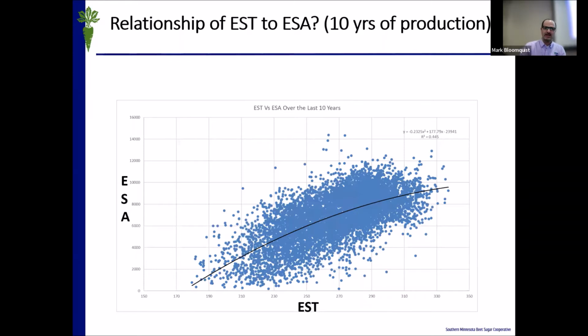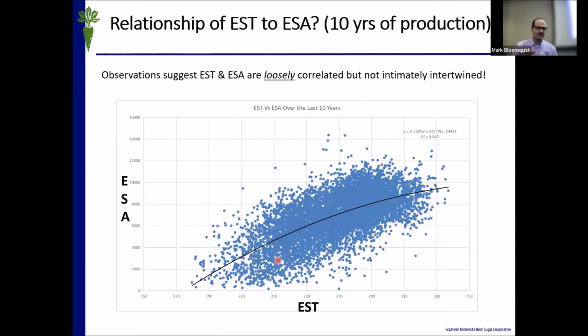This is a graph that Todd Giselli's put together for a discussion at the board level. This is 10 years of production. There's a lot of fields on this particular graph. And if I could grab my pointer here, I'll tell you that we have ESA here along the y-axis with increasing levels of EST. And you can see that there's a relatively loose relationship that as you increase your EST values, you see a corresponding increase in ESA.